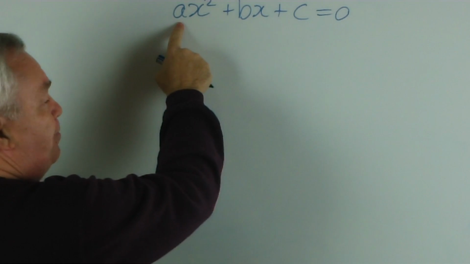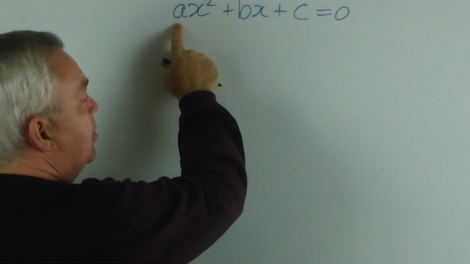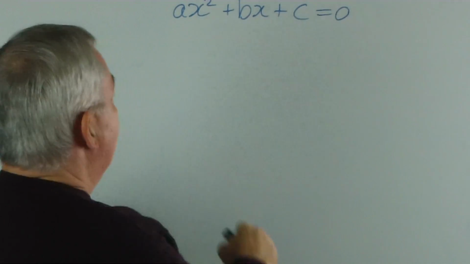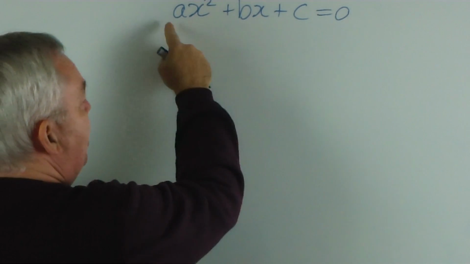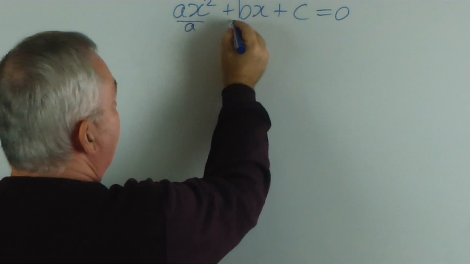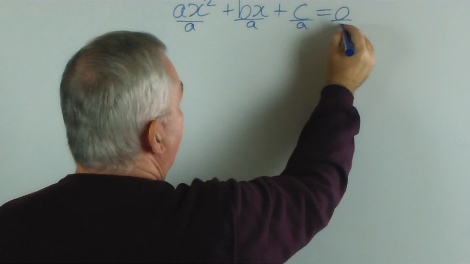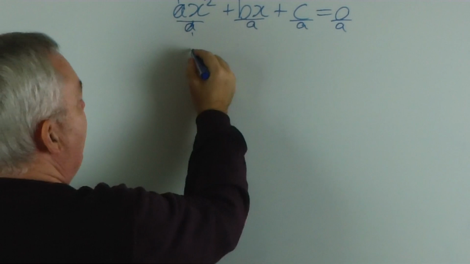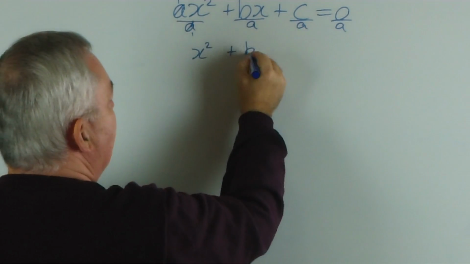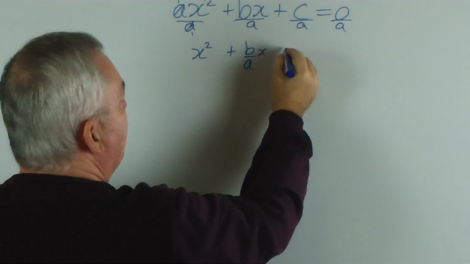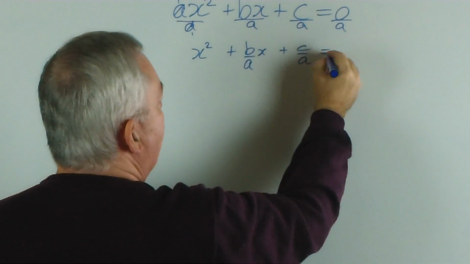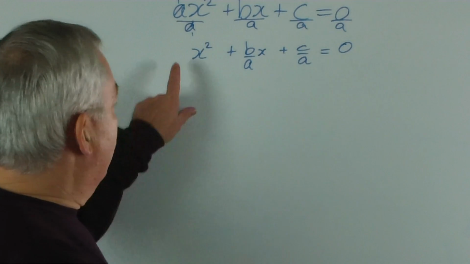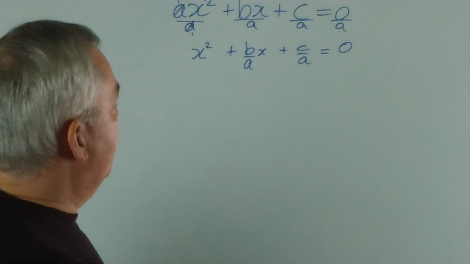We don't like, as a rule, to try to complete a square when the leading coefficient is not 1. So we want to remove this a by dividing everything by a. These, of course, divide out. We have one lot of x squared plus b over a, lots of x, plus c over a equals 0 divided by a, which is 0, conveniently. This is a big improvement, and that's your first step.